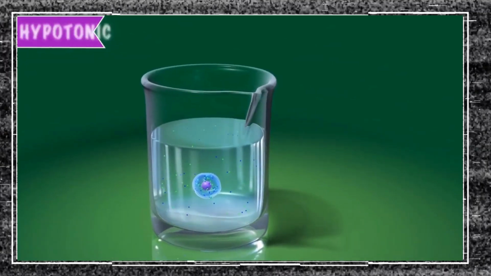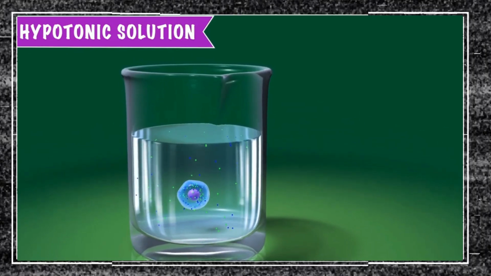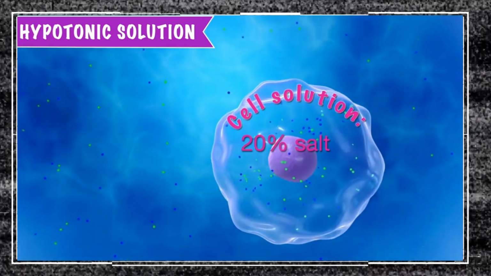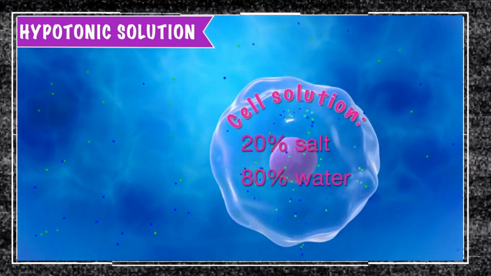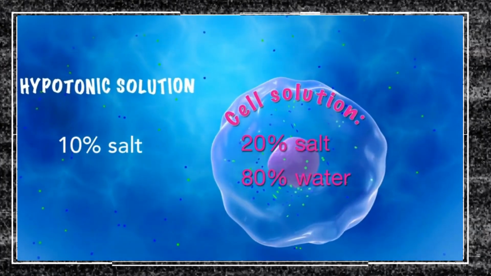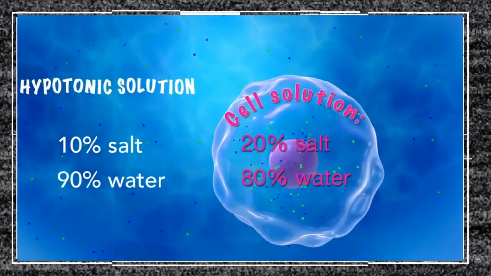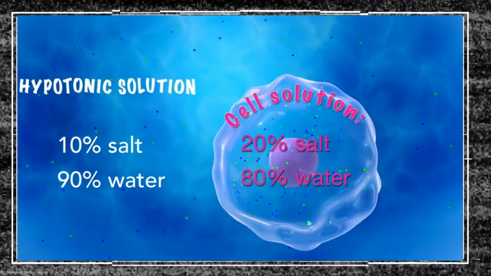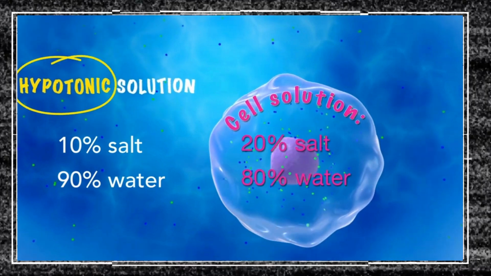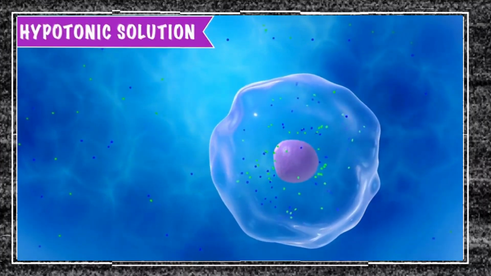A third possibility is a solution outside the cell with a higher concentration of water than the solution inside the cell. In this example, the solution inside the cell has 20% salt, so that means the remainder is 80% water. But the cell has been placed in a beaker that only has a 10% salt solution. Doing the math, we can see that the solution surrounding the cell is 90% water, which means there's a greater concentration of water outside the cell than inside. We call a solution hypotonic when its concentration of water is higher than inside the cell, and its concentration of solute is lower than inside the cell.